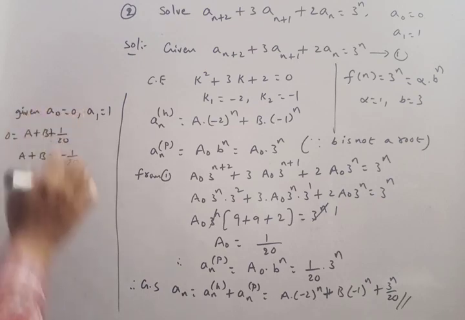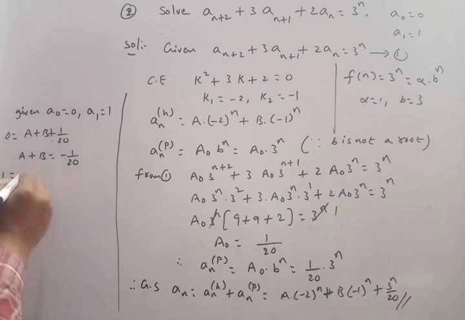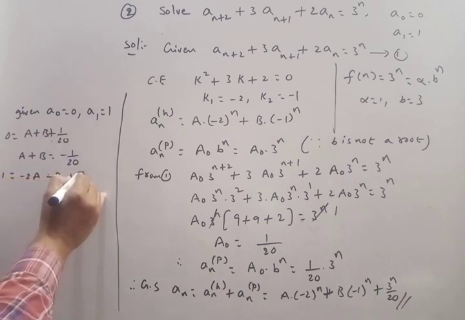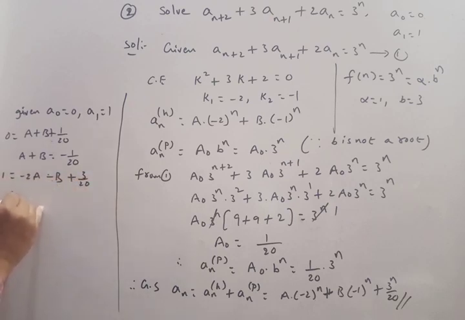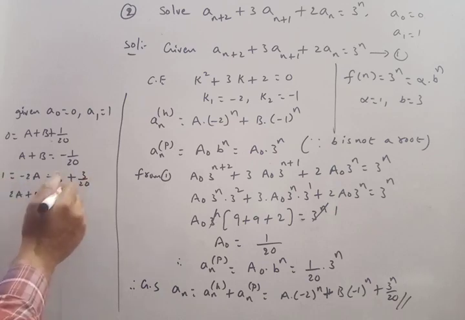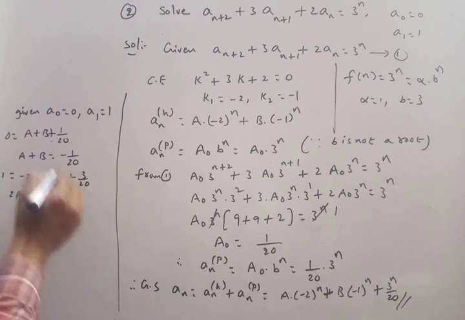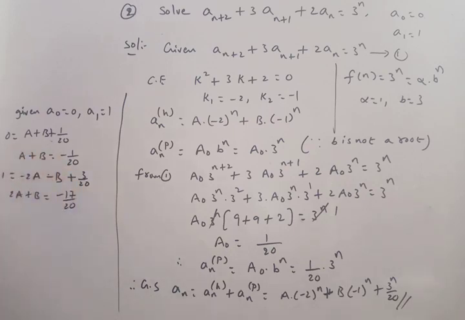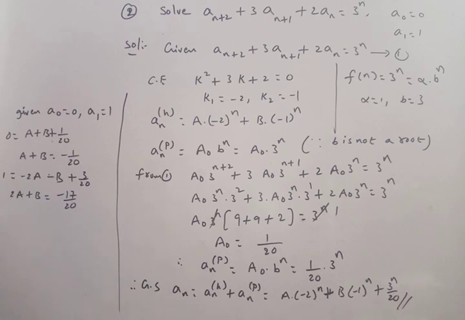Suppose if I substitute n = 1, a1 = 1, so 1 = -2a - b + 3/20. So that means 2a + b, 1 will come this side, minus 1. So 2a + b = 3/20 - 1 = -17/20. So solve using calculator. If I solve with the calculator, I got a = -4/5. Using calculator, I am telling you.